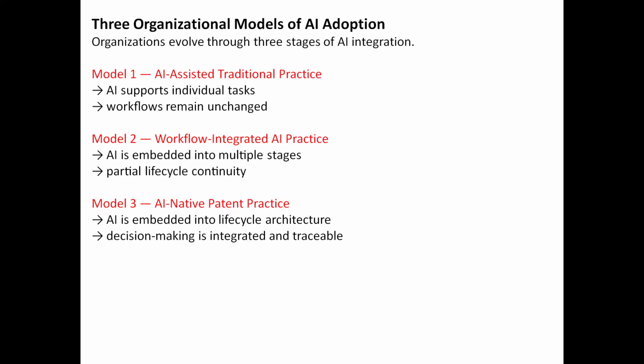Model one is AI-assisted traditional practice. AI just supports individual tasks. This is mostly the current status. The workflows remain unchanged. Model two is workflow-integrated AI practice. AI is embedded into multiple stages, mostly through several recent platform-based solutions that provide partial lifecycle continuity. And Model three is a complete AI-native patent practice. AI is embedded into the lifecycle architecture, so decision making is integrated and traceable.